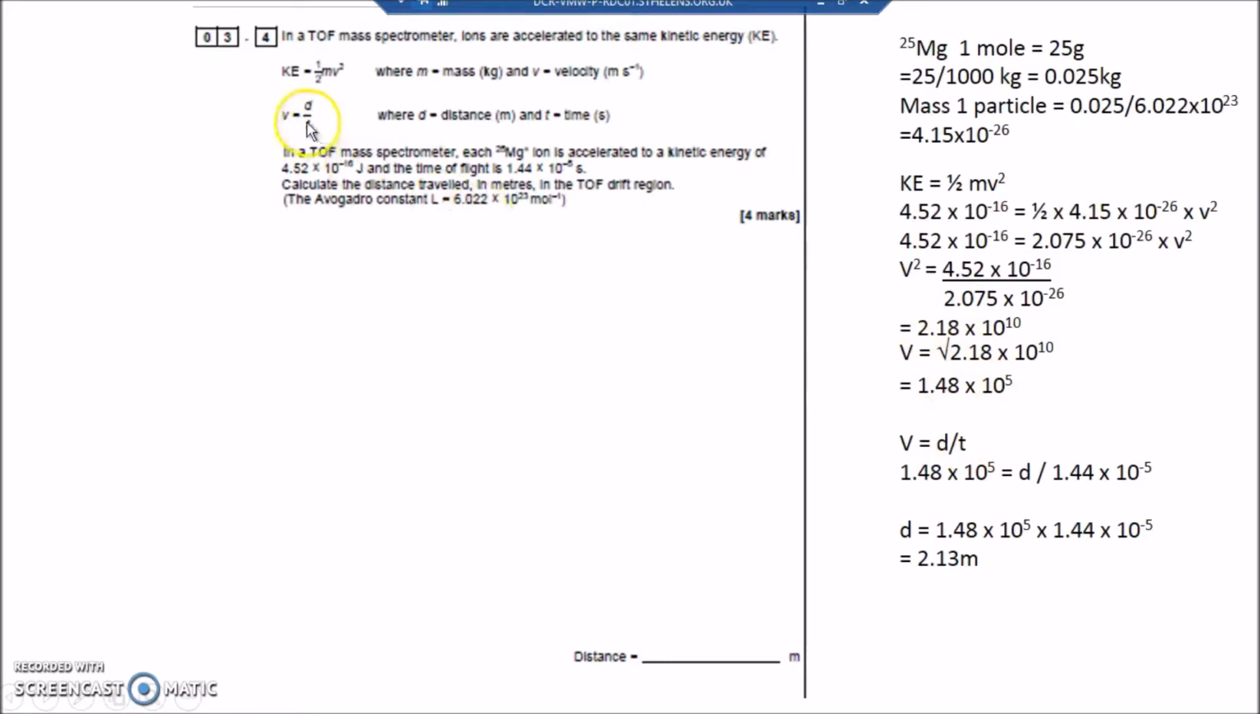I've now got v. I've also got t. I've been given t, so I can work out d. v equals d divided by t. v is 1.48 times 10 to the 5, which equals d divided by t. t is 1.44 times 10 to the minus 5. I've been given that in the question. So d is these two numbers multiplied together, 2.13, and it'll come out in meters, 2.13 meters.